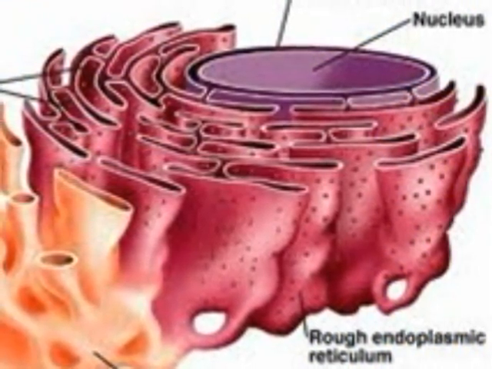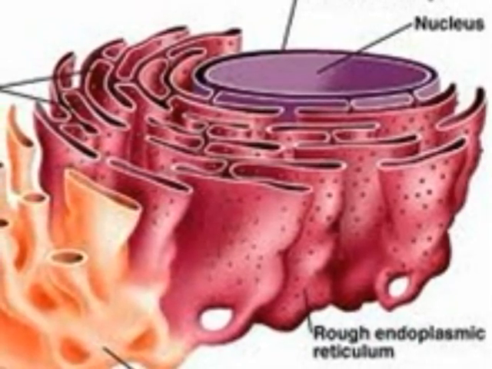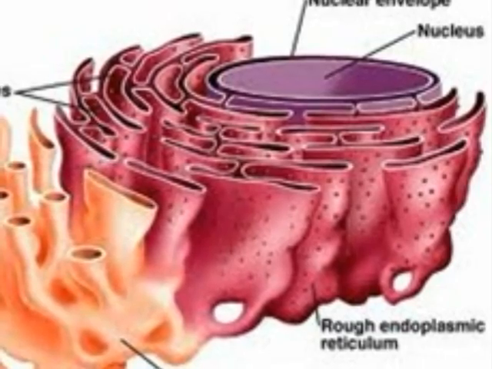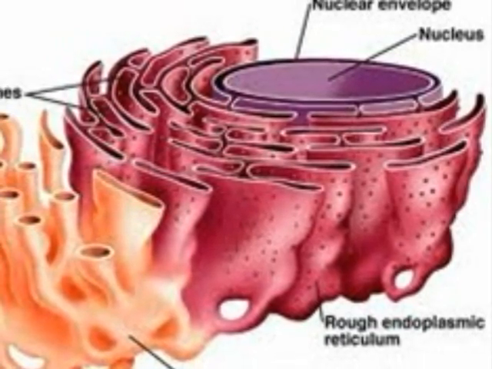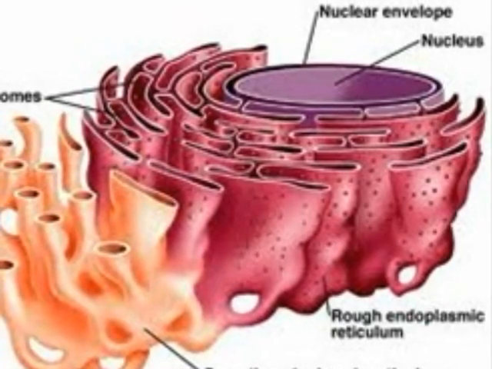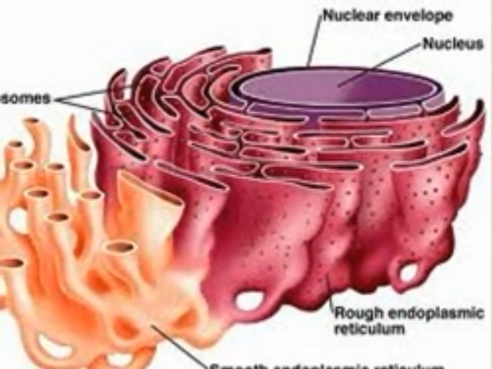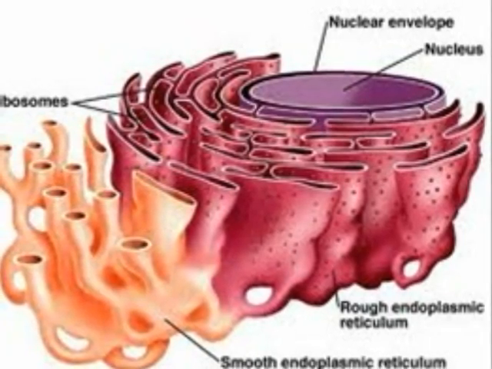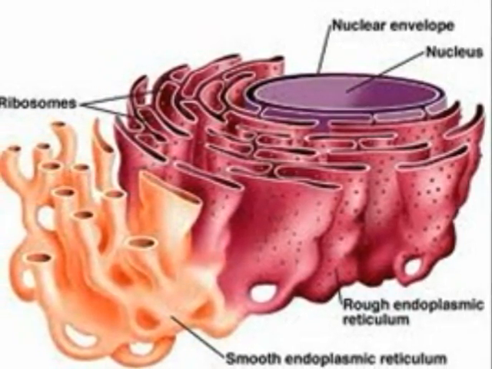Okay, now we are going to go through the rough ER. It is the organelle in the distance and looks really bumpy. It looks like that because attached to the rough ER is ribosomes. The rough ER has many functions. It channels proteins to transport vesicles, attaches carbohydrate to some proteins, and it is involved in membrane production through the production of vesicles.